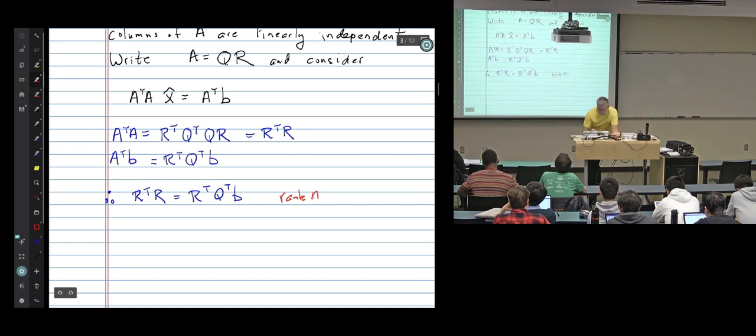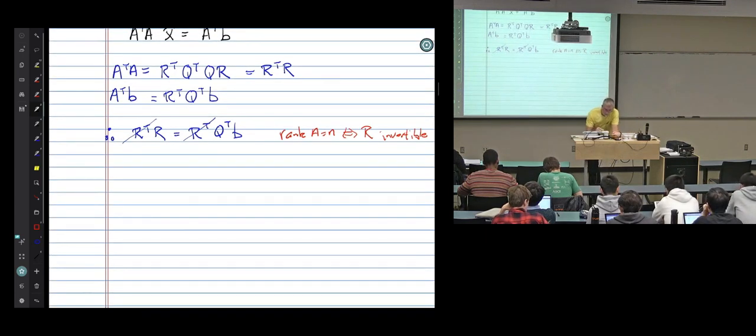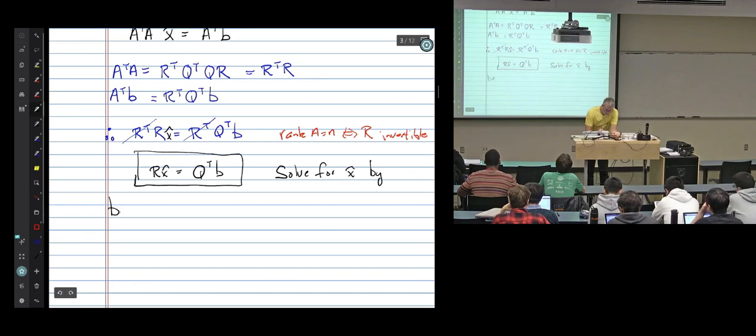Yeah, so remember, now we have rank of A equals N if and only if R is invertible. So we can cancel one of these. We just multiply by R transpose inverse. Forgot my X hat, yes. And so we end up with R times X hat equals Q transpose times B. That means we solve for X hat by back substitution.